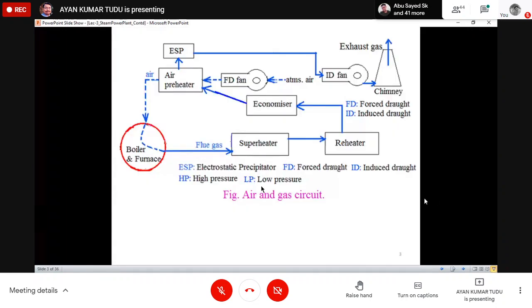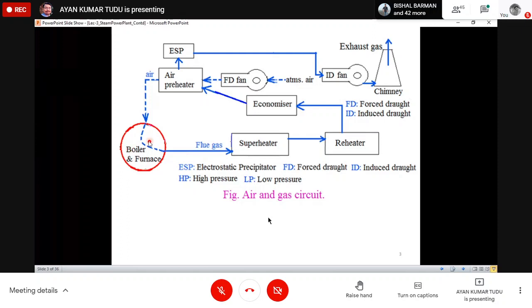Is it visible now? Air and gas circuit? Yes. So, as you can see from this slide, the air is drawn from the atmosphere through the forced draught fan. FD is the forced draught, as it is written below. The air passes through the air preheater. A part of this hot air passes through the coal mill, carrying the pulverized coal into the furnace through the coal burners, and the other part enters the furnace directly to support the combustion of coal.